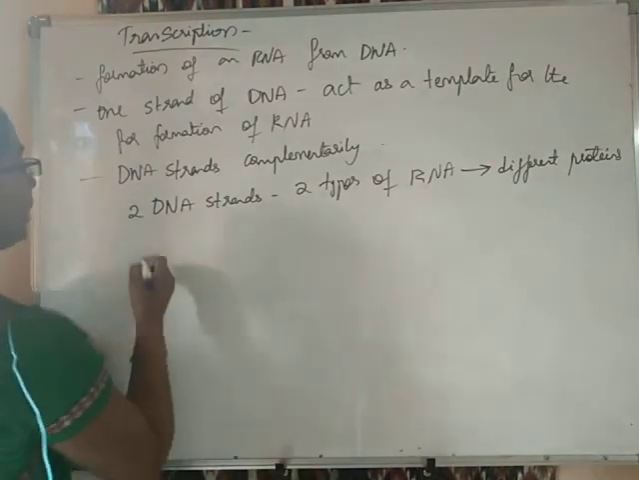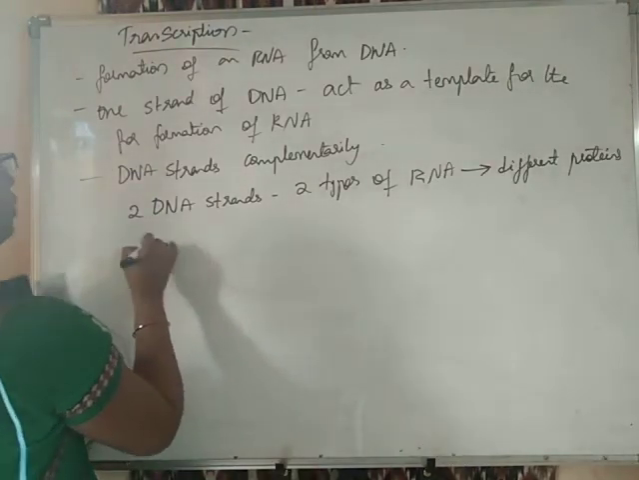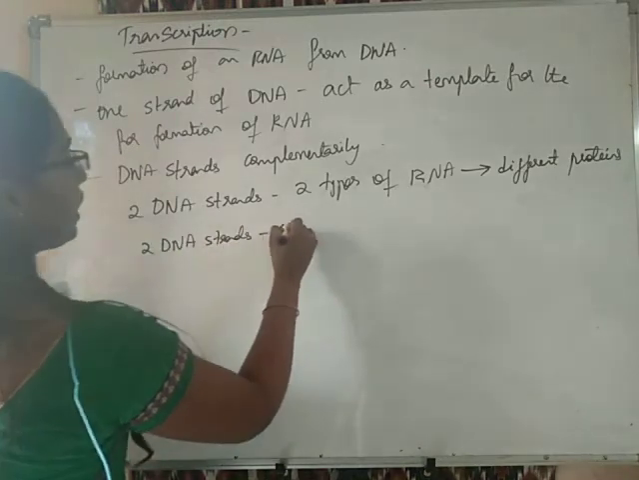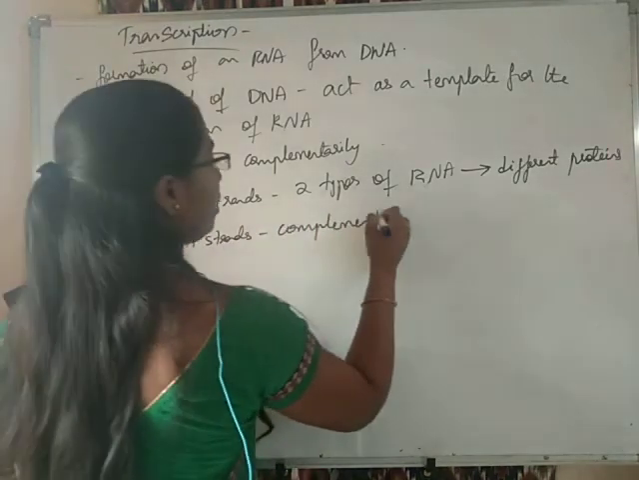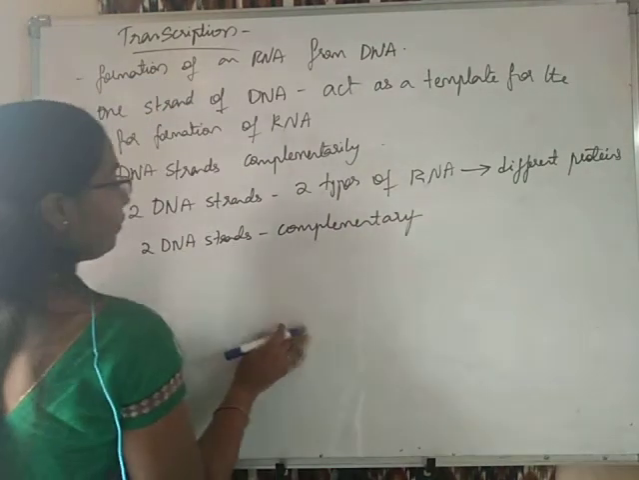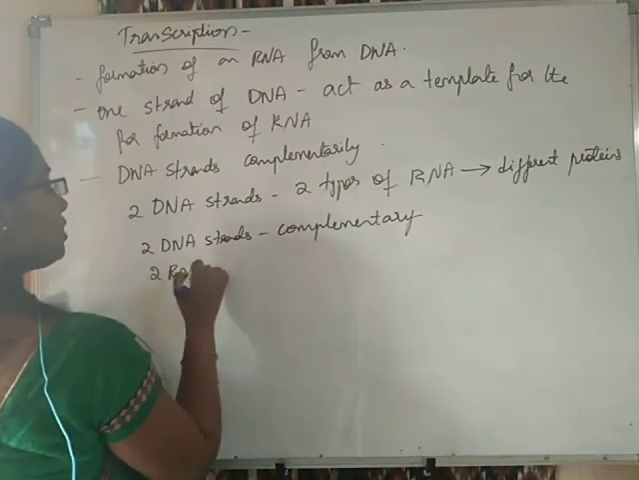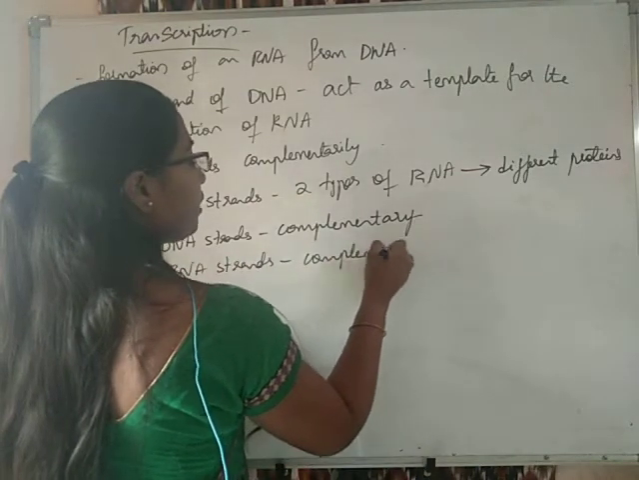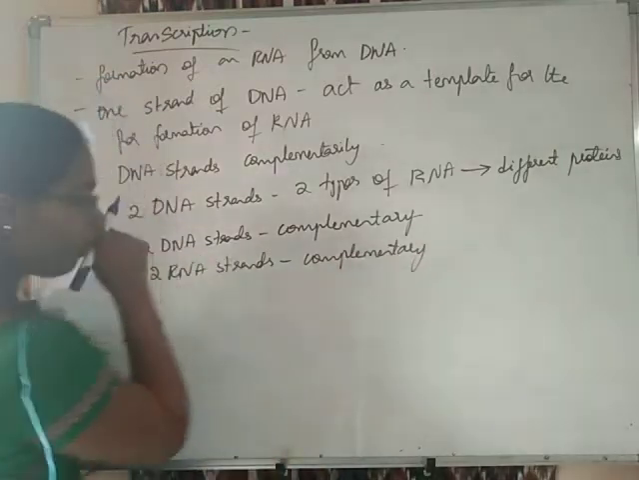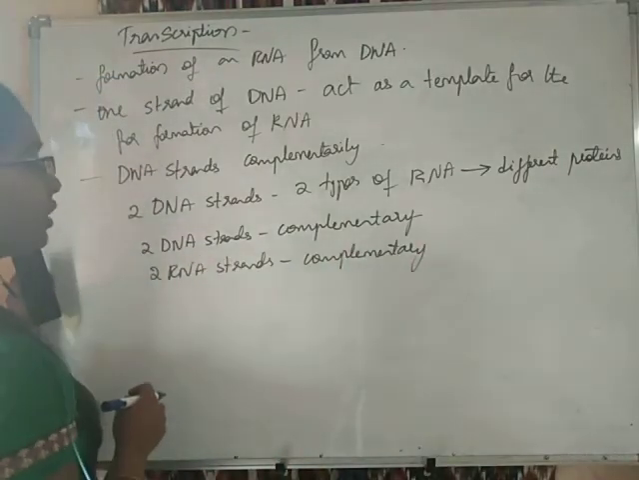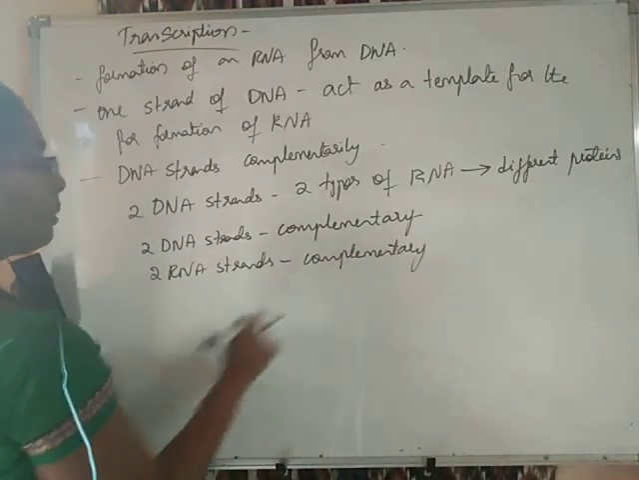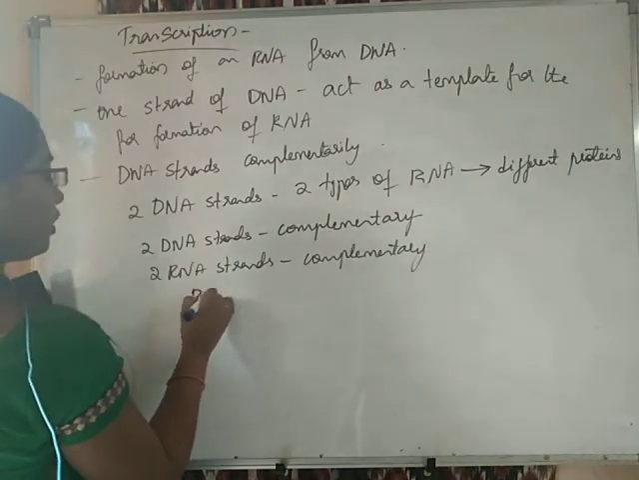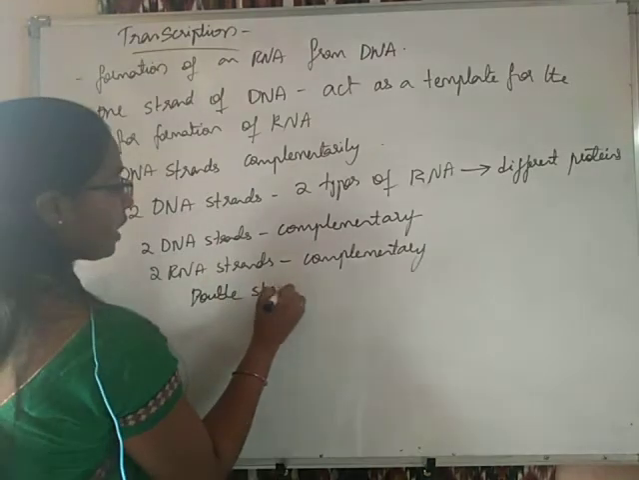Okay, and the other thing is, because the two DNA strands are complementary to each other, the two RNA strands which are formed will also be complementary to each other. The two strands which are complementary will become paired, and it results in the formation of a double stranded RNA.